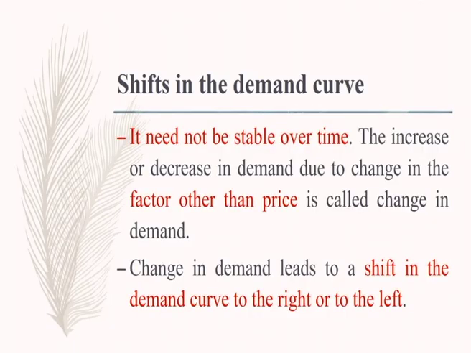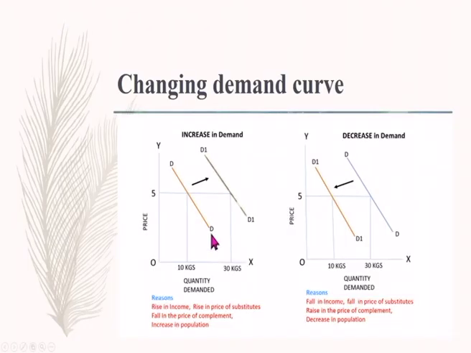Change in demand leads to a shift in the demand curve to the right or the left. Whenever demand increases, it shifts towards the right. Whenever demand decreases, it shifts towards the left. So you can see that means the new size of commodities demanded, where earlier you had quantity from the original DD.